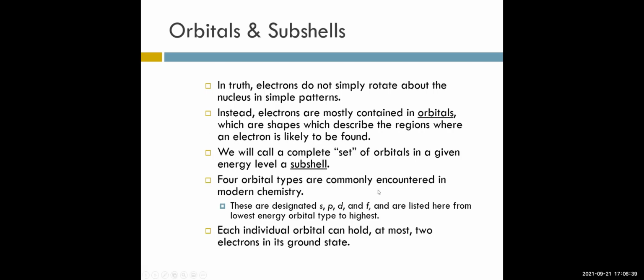The orbital types that we deal with for all existing atoms are S, P, D, and F. And for any given energy level, that's their order from lowest energy to highest energy. Very, very important here: an orbital, that region in space, can hold up to 2 electrons. So there are 3 possibilities. An orbital is empty, an orbital has 1 electron, or an orbital has 2 electrons. And that's it. Can't have anything more than that.